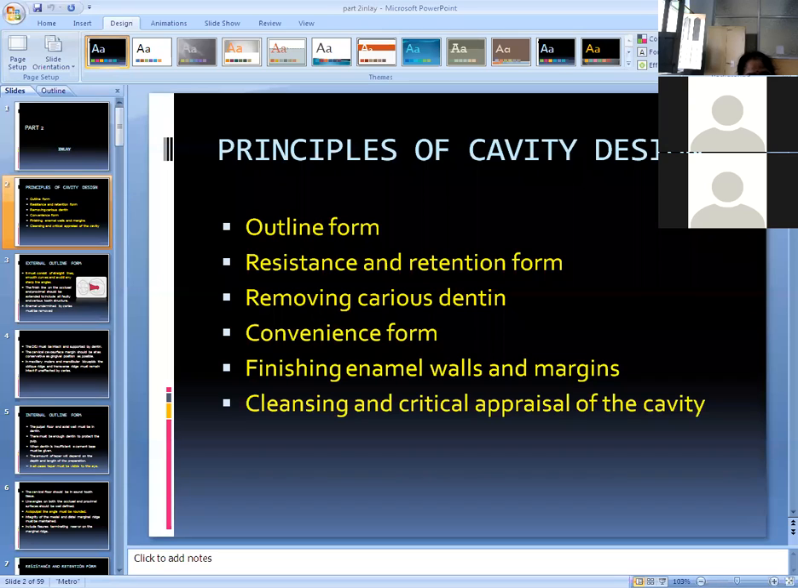The principles are the same as for the amalgam cavity. It's like outline form, resistance and retention form, removal of the remaining caries, convenience form, finishing of the enamel walls, cleaning and critical appraisal of the cavity. This is the cleaning or toilet of the cavity. The principles are the same, only there are some differences in the cavity preparation for both.